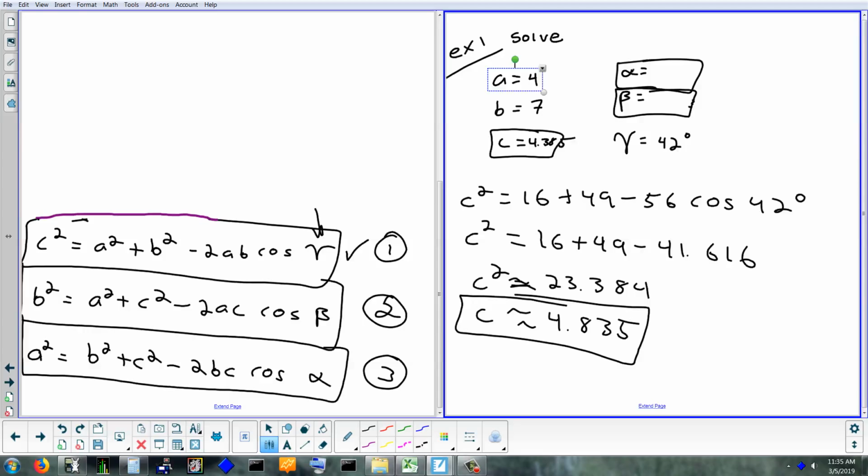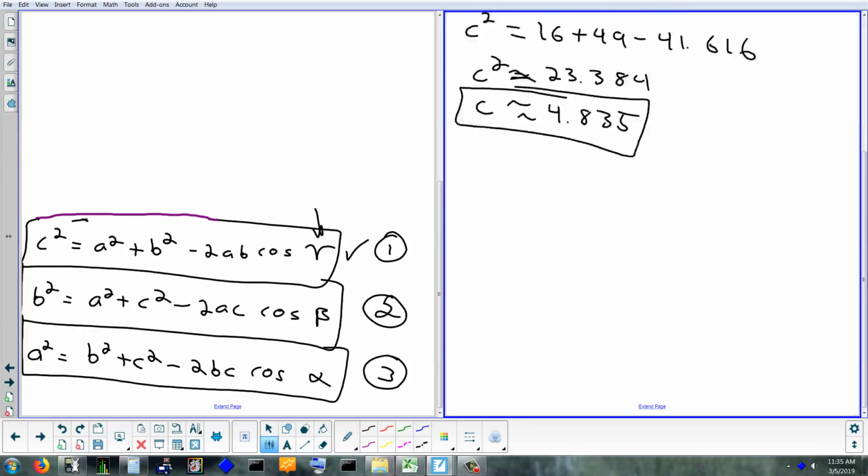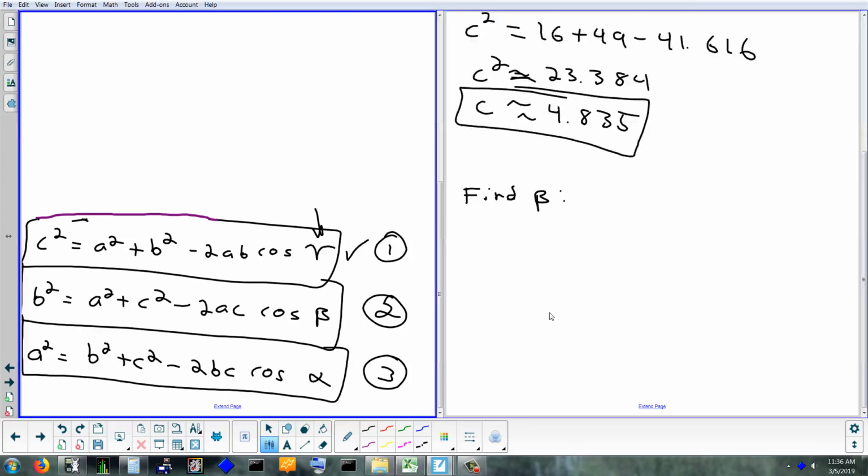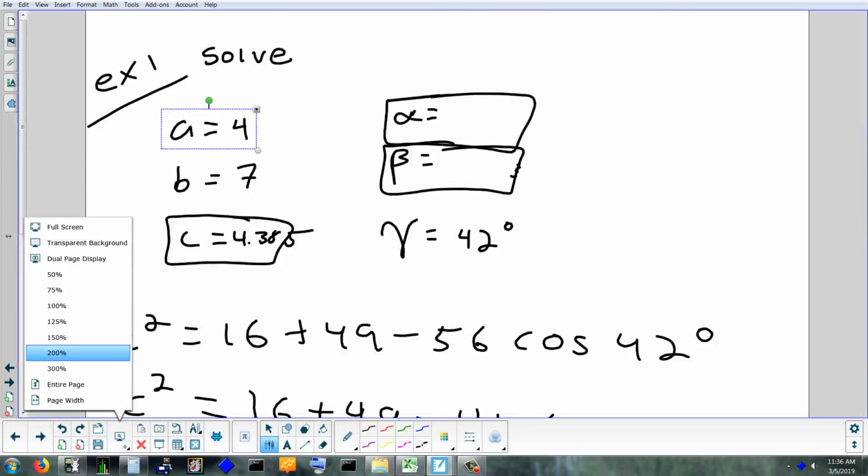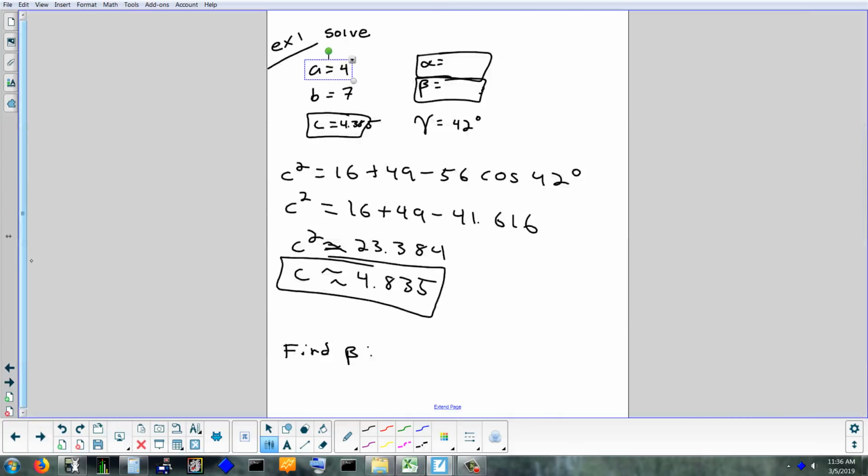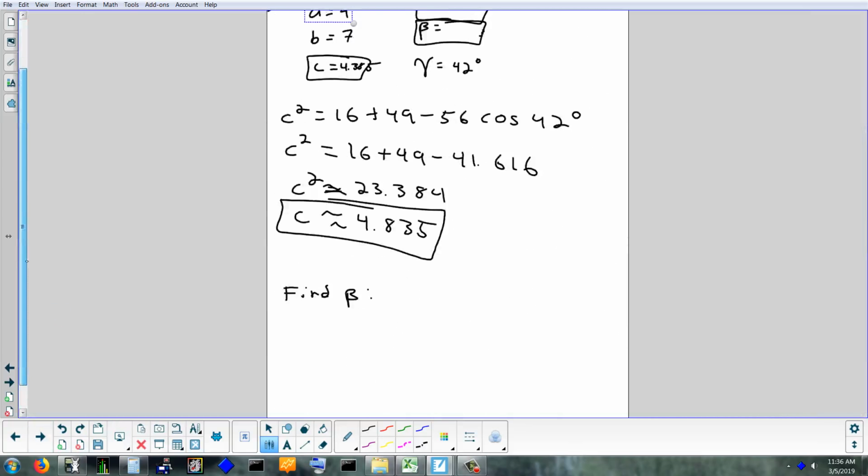Now that you have all the sides, you can use any version of the formula you want. Whenever you have all the sides, you can use anything. So now we can do either alpha or beta. Kaylee, which one do you want to try to find next? Beta. Okay. So let's find beta, which means I'm going to be using version 2. B squared equals A squared plus C squared. Let me just see if I can go like this so I can see the sides at the same time.